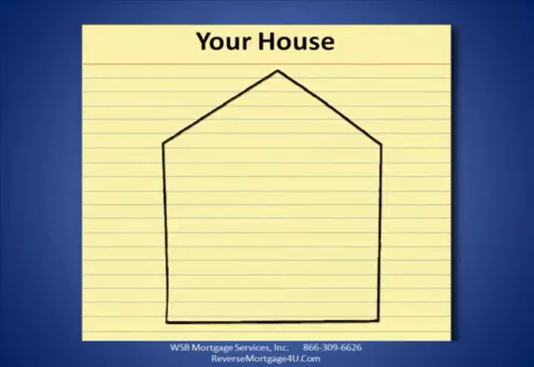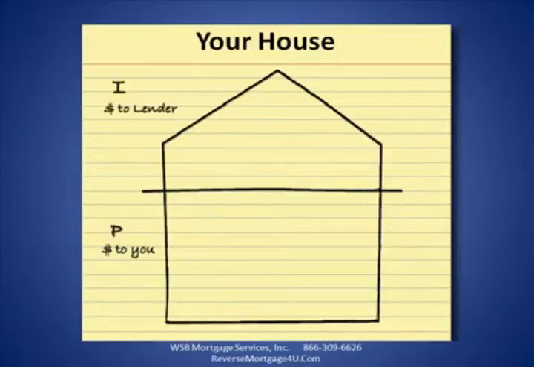First off, I want to just do a rudimentary diagram of your house. So envision with me, this is your house. And what we're going to do is split that house into two parts. The lower part is the principal. These are dollars that you get to spend and enjoy and utilize in any way you want. The top part of the line is the interest that would be set aside to take care of the lender. As we do the reverse mortgage, obviously the lender has to make money, so that portion is going to be reserved for them. It's not that they get it all, it's just reserved for them for interest payments.